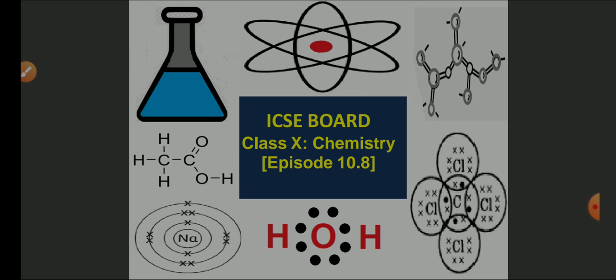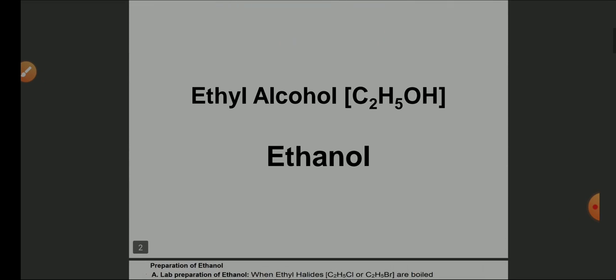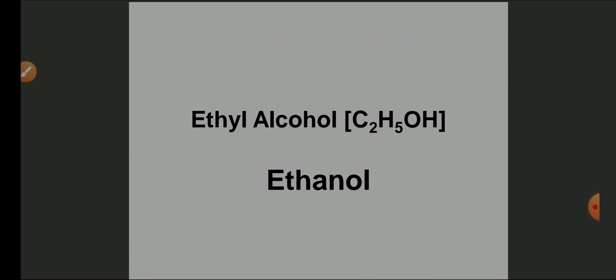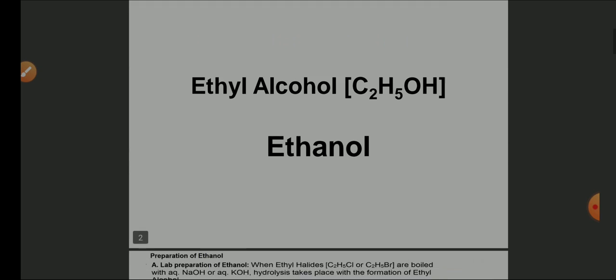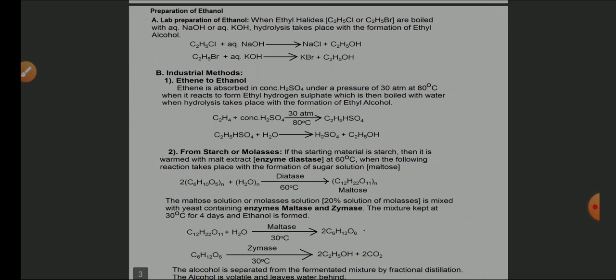In this episode we are going to talk about ethanol. Another name of ethanol is ethyl alcohol. Molecular formula is C2H5OH. First, in this part we are going to talk about the preparation of ethanol. How will you prepare ethanol?